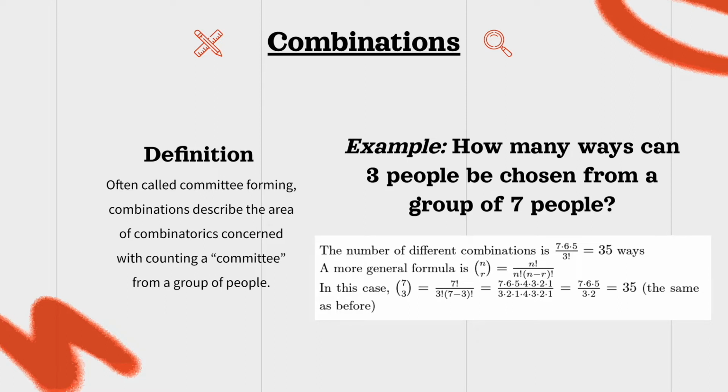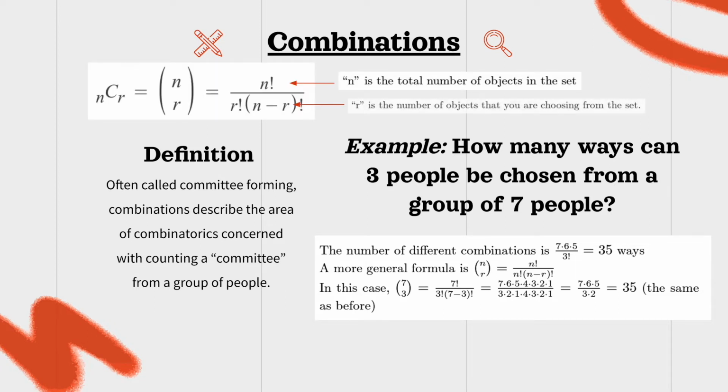A more general formula would be n choose r. This means n factorial over r factorial times n minus r factorial, where n is the total number of objects in the set and r is the number of objects that you are choosing from the set. In this case, this formula would give us 7 choose 3, giving us the same value as before, 35.